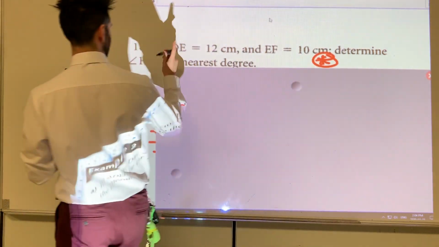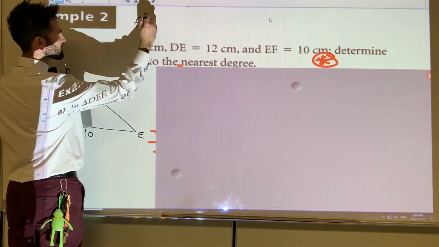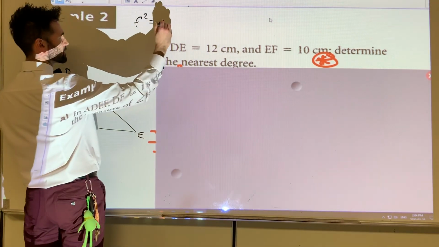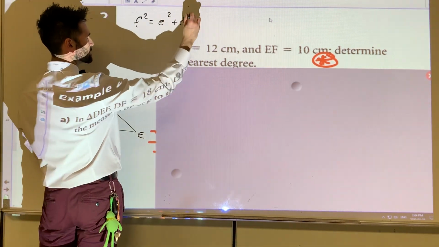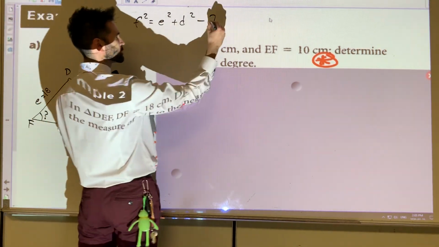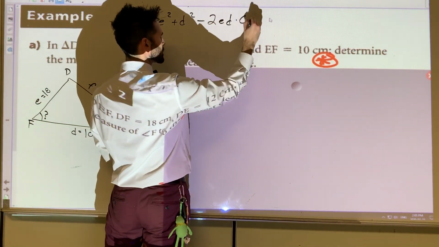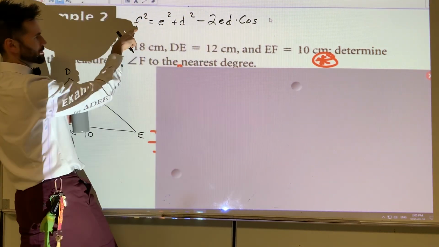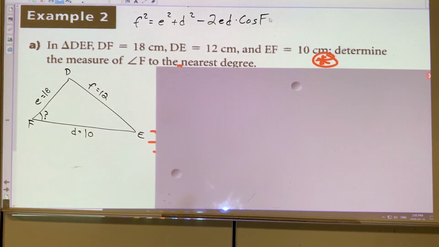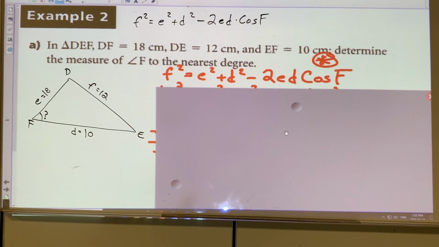So if it's F squared, then F squared is the other two sides squared. So E squared plus D squared minus 2ED times cos, and then you look over here and it's always cos of whatever letter that is. Now I may have written it in a different order when I view it here, but it'll be the same thing. Oh, we're lucky, it's exactly the same.